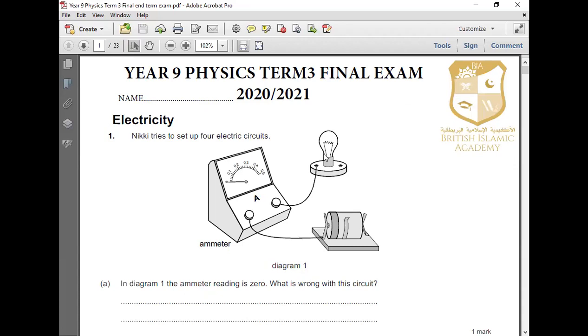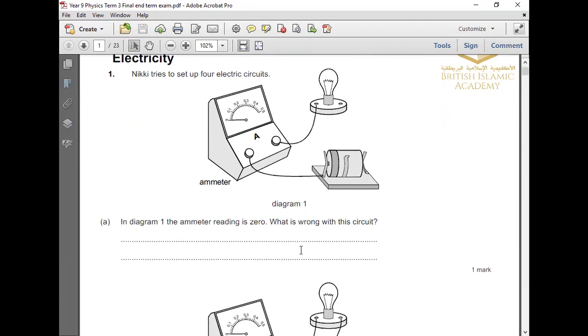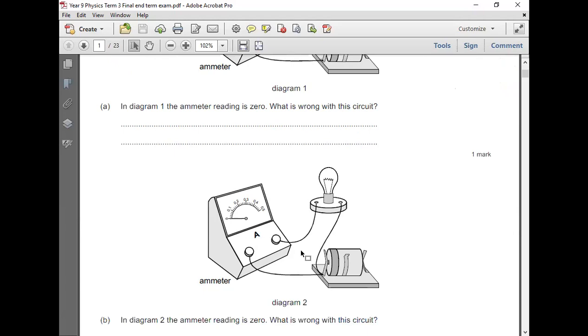I converted it to a Google Form. So you can see here, electricity. The first question is, Nikki tries to set up 4 electric circuits. You can see here, these are the 4 electric circuits. These are about a battery, bulb, ammeter, and a wire. In diagram 1, the ammeter reads 0. What's wrong with this circuit?